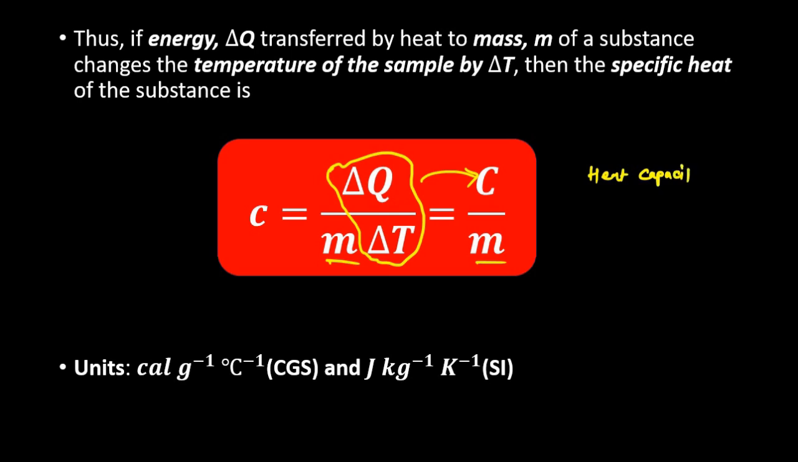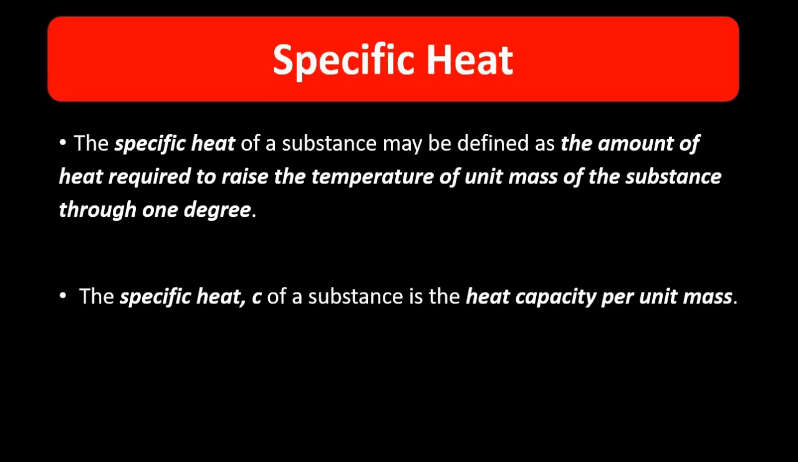As I said, everything is derived from the other, but we have to understand it separately to get a better idea. So the unit is calorie per gram per degree Celsius in CGS and joule per kg per Kelvin in SI. Okay, so this is heat capacity, this is specific heat.